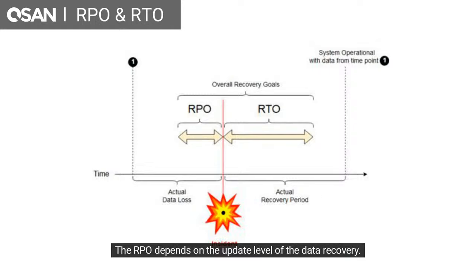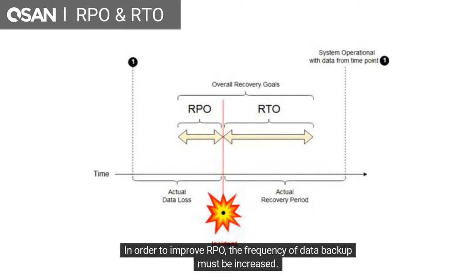The RPO depends on the update level of the data recovery. This update level can be the last day. The backup data can also be 1 hour ago data. This is related to the frequency of data backup. In order to improve RPO, the frequency of data backup must be increased. RPO is an indicator that reflects the integrity of data restored.